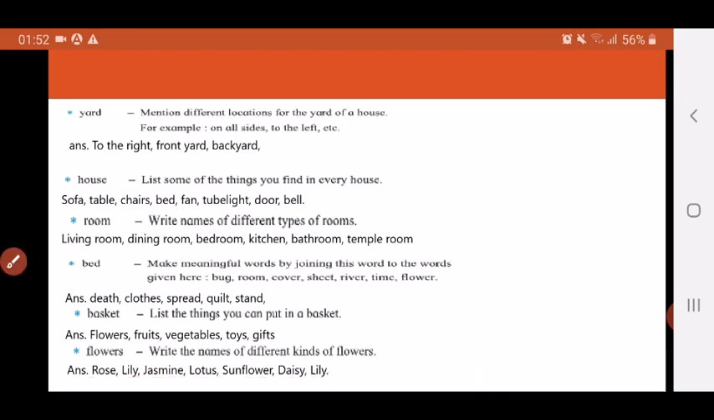Try writing the names of flowers that you know. In all these answers, you can put in your own answers that you know. And you can use this as sample. Try doing this on your own, children.